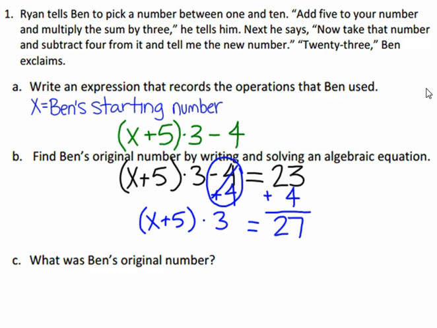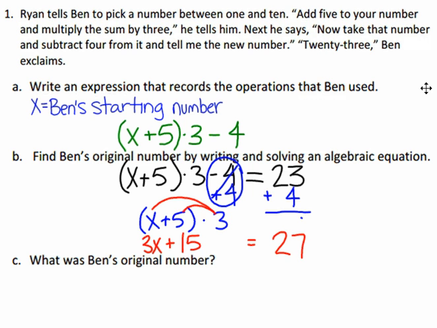I know it's set up a little bit backwards from how we're used to seeing it, but we're still going to distribute 3 to each of the pieces inside of the parentheses. So 3 times X is 3X, and 3 times 5 is positive 15. So now we get 3X plus 15 equals 27.